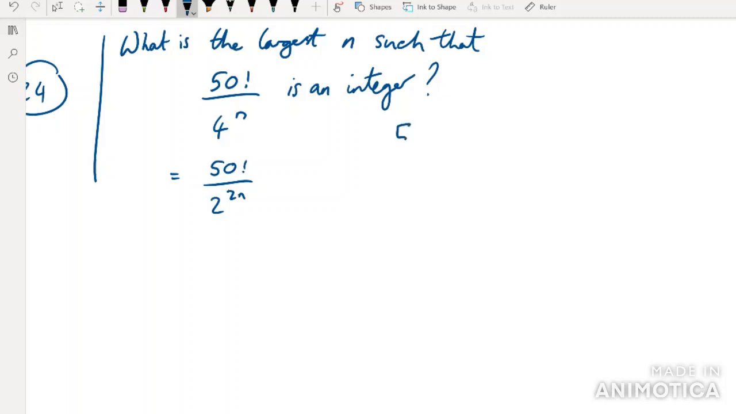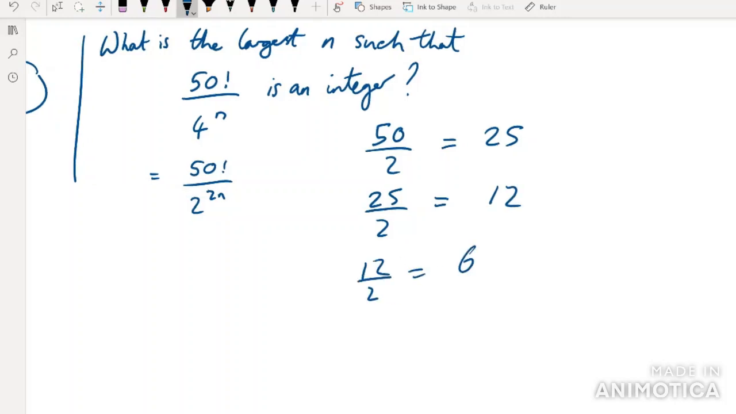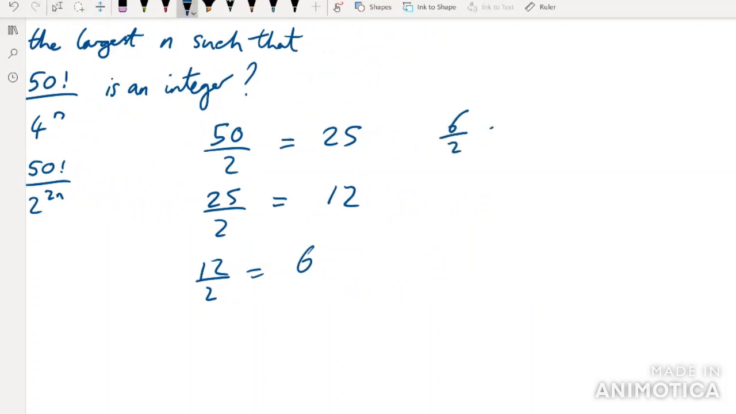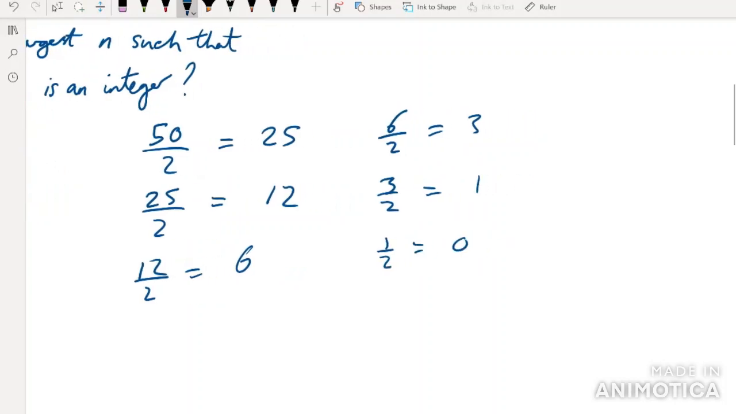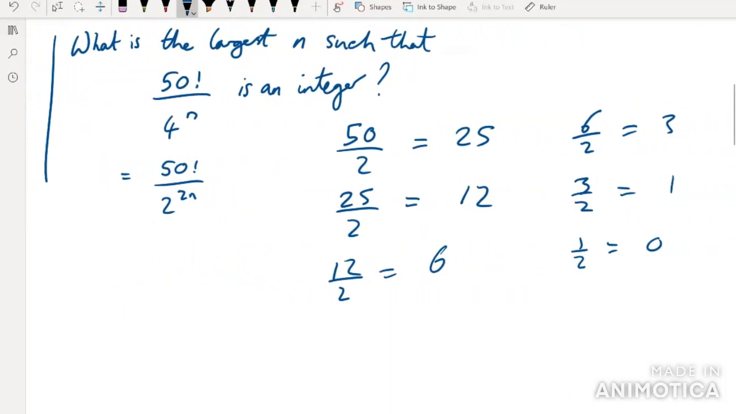So let's do the same thing again. 50 divided by 2 equals 25. 25 divided by 2 equals 12, if we ignore the remainder. 12 divided by 2 equals 6. 6 divided by 2 equals 3. 3 divided by 2 equals 1. And 1 divided by 2 equals 0. And so then we add them all up, and we get 37, 43, 46, 47 is the answer. So there are 47 2s in 50 factorial.